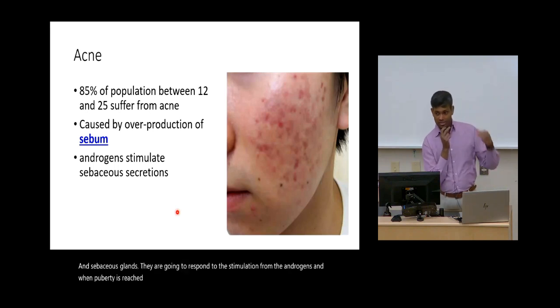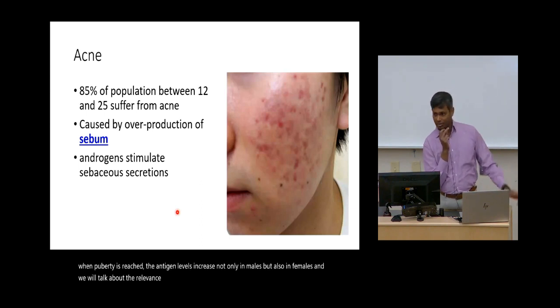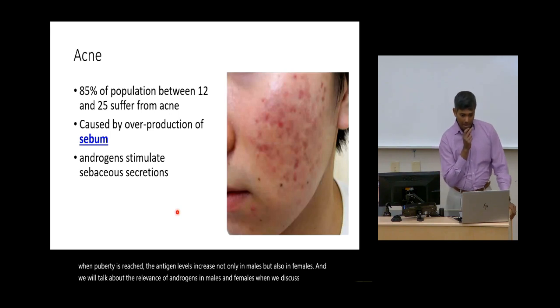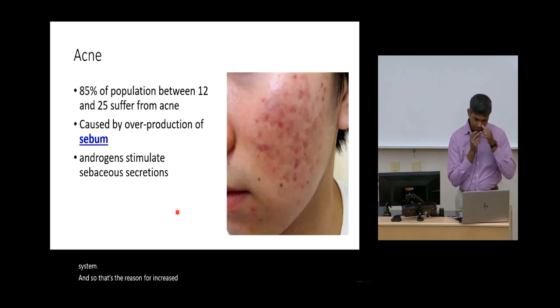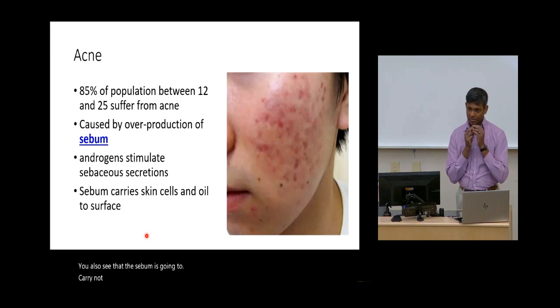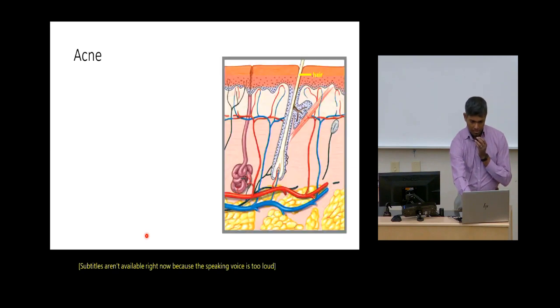And sebaceous glands are going to respond to the stimulation from the androgens, and when puberty is reached, the androgen levels increase not only in males but also in females, and we will talk about the relevance of androgens in males and females when we discuss the reproductive system. And so that's the reason for increased sebum production. We also see that the sebum is going to carry not only the oil secretions but also skin cells to the surface as well. And so here's a picture of the sebaceous gland, right?